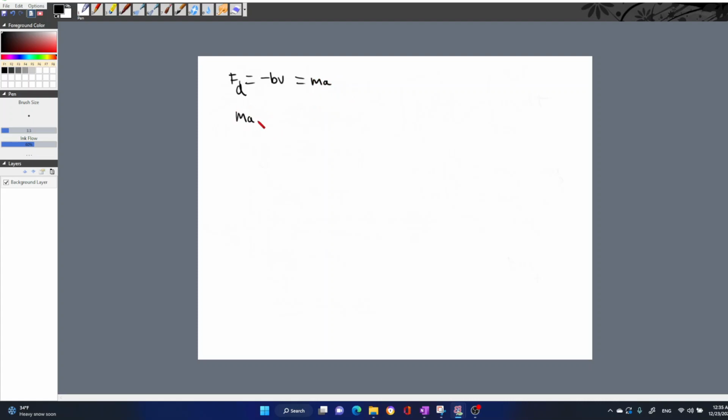And this negative bv is technically equal to our ma because that's the force. So ma is equal to negative bv. And notice we have our a term here, and we have a v value as well. So we want there to be the same letter throughout so that it's easier to solve the differential equation and integrate. So we represent a in terms of v.